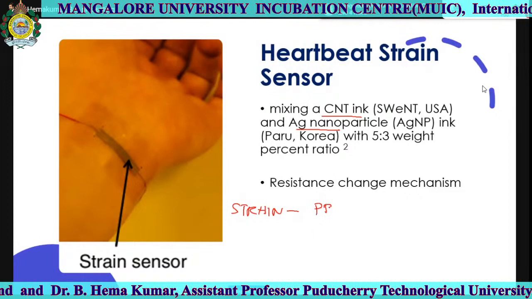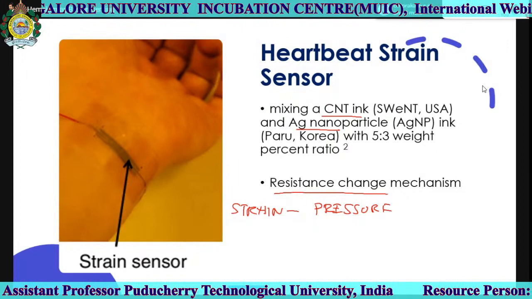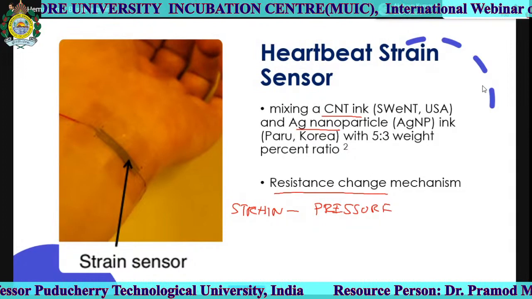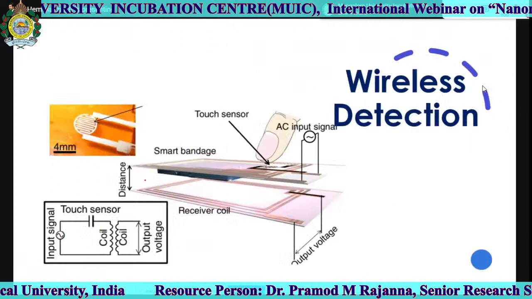Here we use a resistance mechanism. You can think of the strain sensor as a wire. It is so sensitive to heartbeats that whenever it senses a heartbeat, it undergoes flexion, and that changes its resistance. This will be used as a strain sensor for heartbeat measurement.